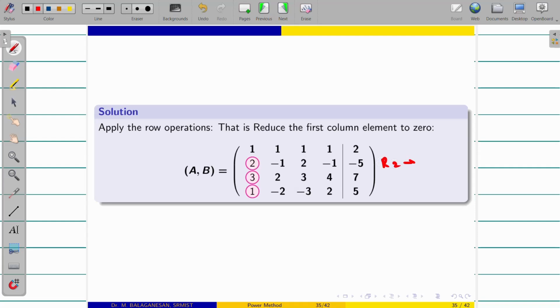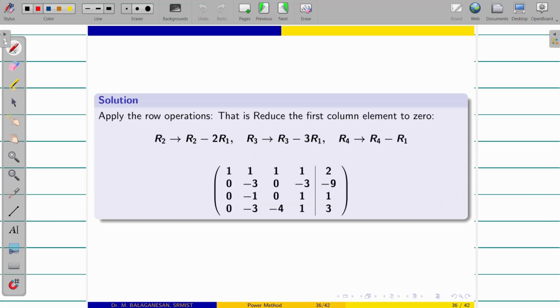R2 tends to R2 minus 2 into R1, with the help of R1. That's it. Do it separately and substitute it. Similarly R3: I'm going to get my new R3 with the help of row reduction. R3 minus 3 into R1. Similarly, R4 is equal to R4 minus R1. Directly you can do that. If you do it like that, separately, as I did in the previous problem, we can get this answer. See, look at that: 0, 0, 0 here.